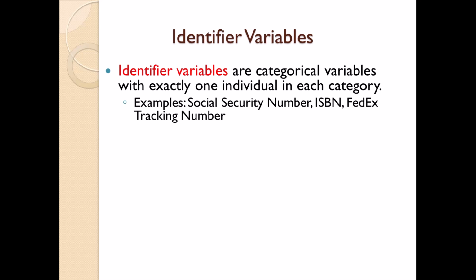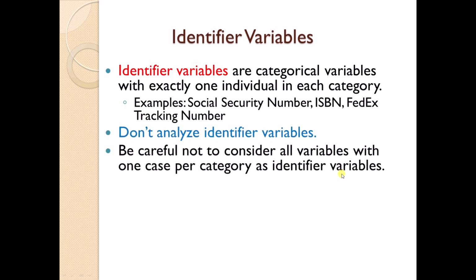My room is 2216. My neighbor, Miss Shepard, is 2217. Her number is bigger. That doesn't mean her room is better or larger or anything. It just means if I direct you to one or the other, you'll be able to find it. So we don't analyze these. Sometimes you can get a categorical variable that is beyond being just an identifier. It may just have one individual in the counts, just be aware that that can happen.